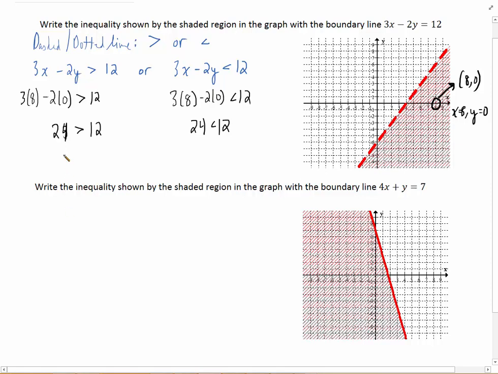Well, 24 is greater than 12. That's a true statement. 24 is less than 12. That's a false statement. So, since I chose a point that I know is a solution and it came back true for the first inequality I wrote, I know that the inequality shown in this diagram is 3x minus 2y is greater than 12.